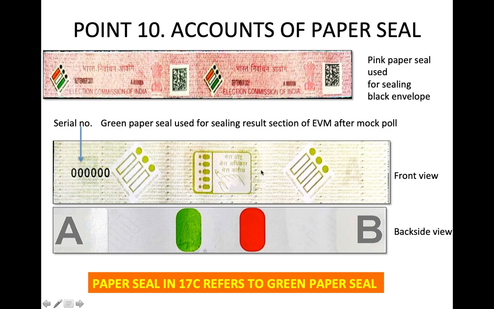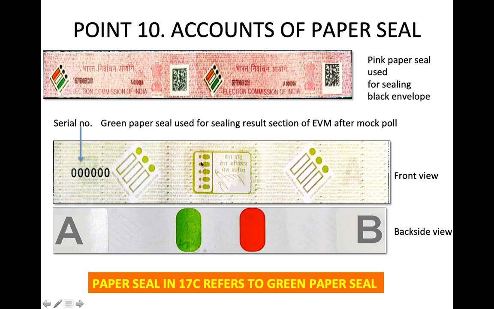So this is the front view, and this is the backside view of the green paper seal, and this number is the serial number of the green paper seal. Each green paper seal has a serial number which the presiding officer has to note in his or her report. So when we say paper seal in Form 17C, what we mean is the green paper seal. Paper seal in Form 17C refers to green paper seals. Please note, it's not the pink paper seal, it's the green paper seal that we refer to.